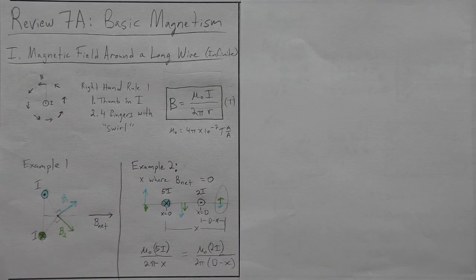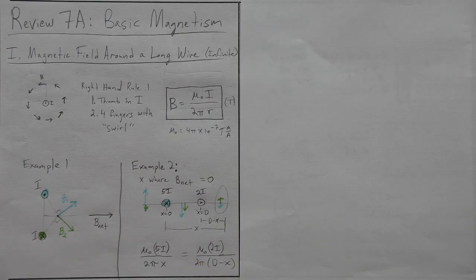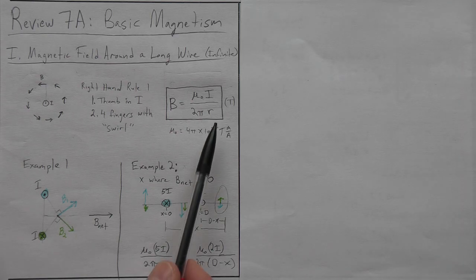The magnitude of the magnetic field around this long wire is given by this expression. We've seen it many times throughout the year. Mu0, here's the constant, which you don't have to memorize. It is on that reference page that you get on the AP test on both parts. And the magnetic field is measured in teslas.